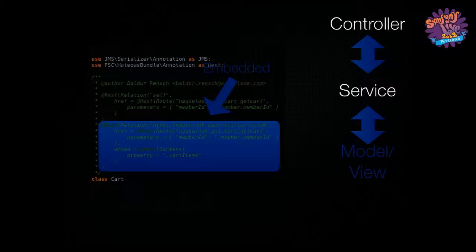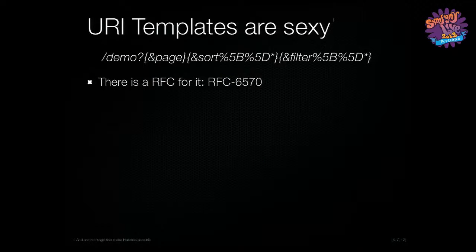But really what HAL and HATEOAS is all about is URI templates. And URI templates are sexy. What are they? How many of you have seen URI templates? One, two, three, maybe four, five? So, URI templates are a format to tell a consumer you can change this parameter.